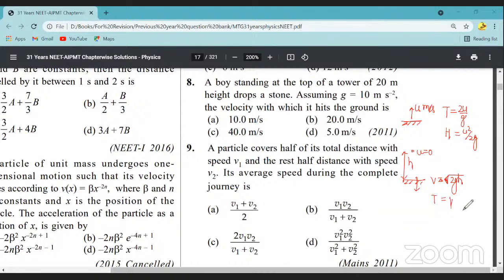Here, which one to use? Velocity with which it hits the ground. This one, root 2gh. So use root 2gh. So root of 2 into 10 into height 20. So how much is that? 20. So the answer is option B. Who had got this answer? I think Kamlesh and Vijay Lakshmi. Who else?